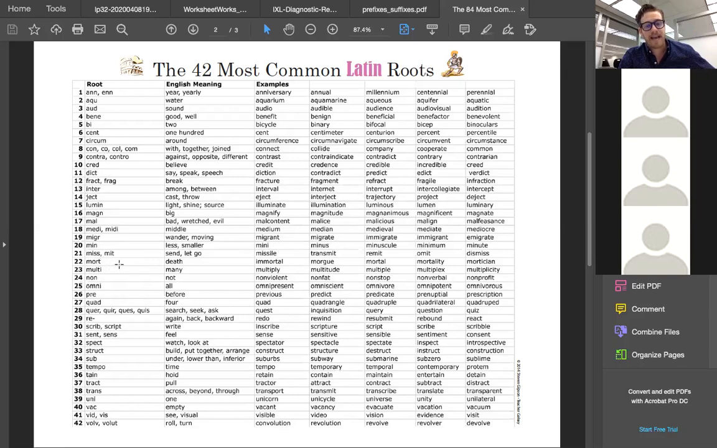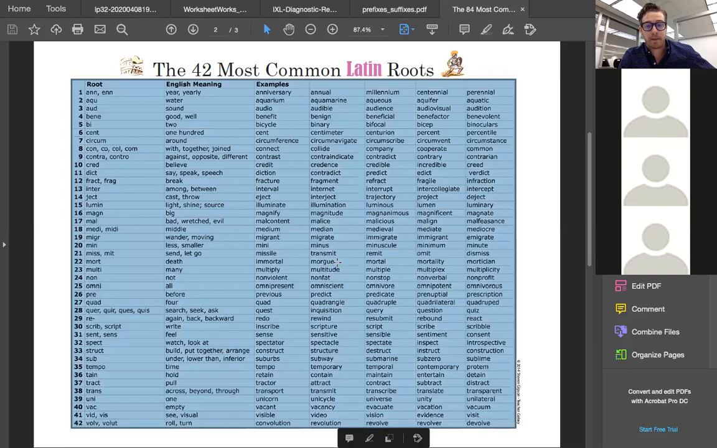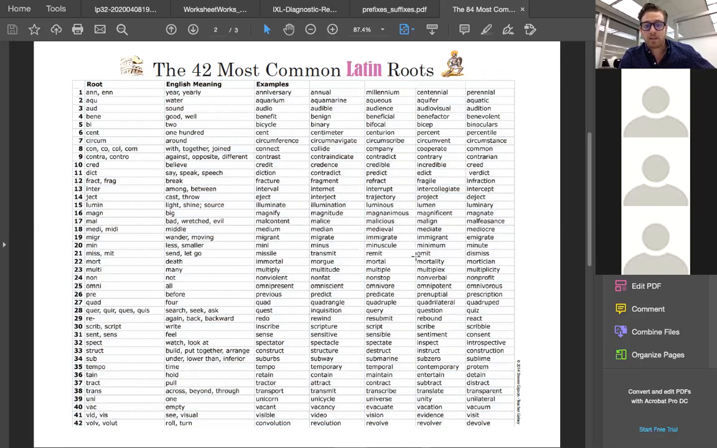Mort has to do with death. So immortal is somebody who lives forever. They do not die. Morgue is a place where dead people go. Mortal has to do with having an ending point. Okay. Multi is many. So you have multiply, multitude, multiplex. Non is not. So non-violent, non-fat, non-stop.